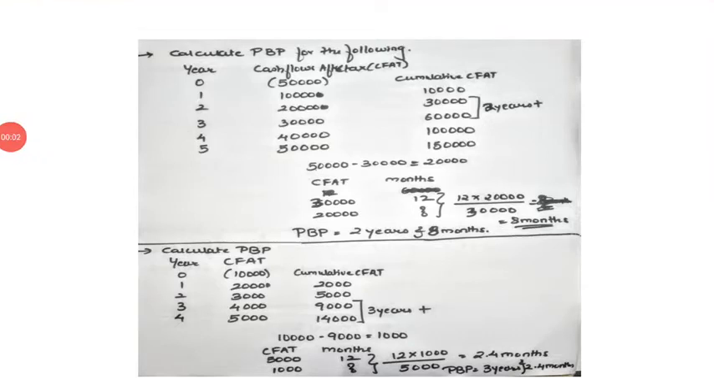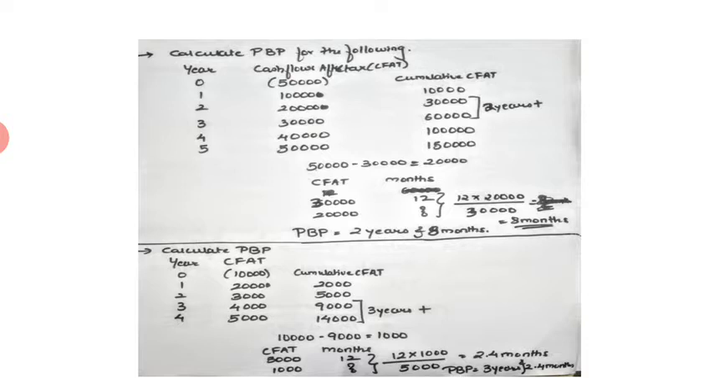Good morning everybody. Now we're going to go ahead with the next problem on payback period. In the previous video we have solved two problems of payback period. One was when the cash flows are not uniform, but the initial investment was found in the cumulative cash flows, the exact amount was found.